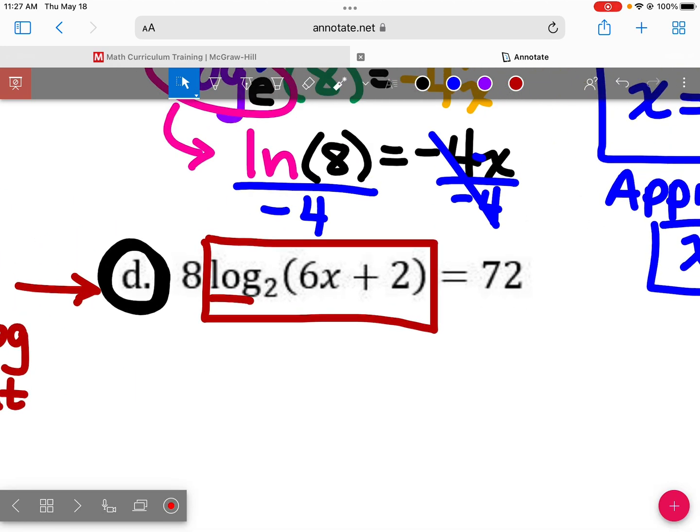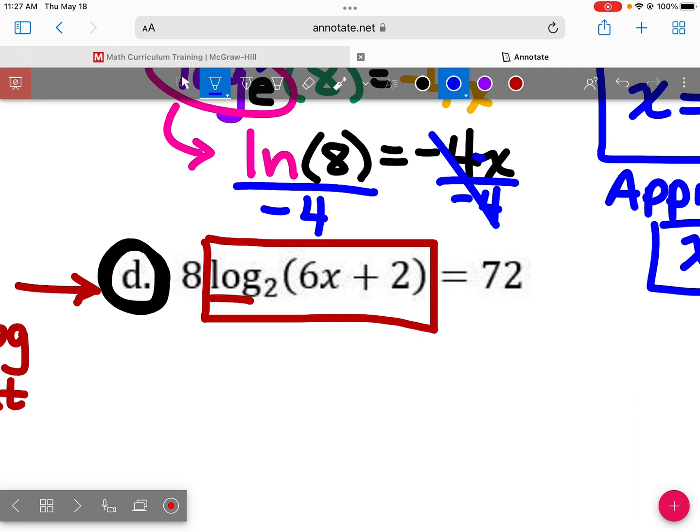How are we going to isolate log base 2 of 6x plus 2? What do we need to get rid of? Wait, I mean log base 2. That's what I need to isolate. 72 is on the other side of the equal sign. It's the log base 2 of 6x plus 2 that I need to isolate. I need that to be the only thing on that side of the equal sign. Get rid of the 8.